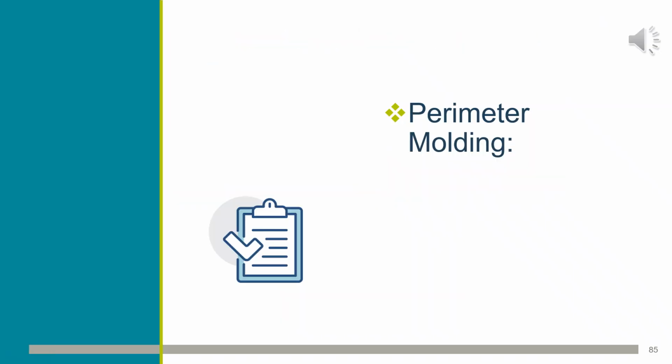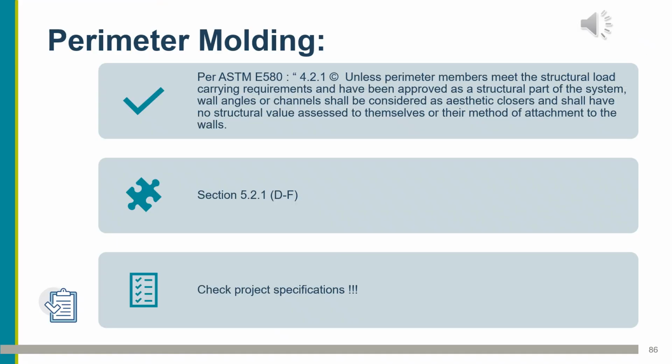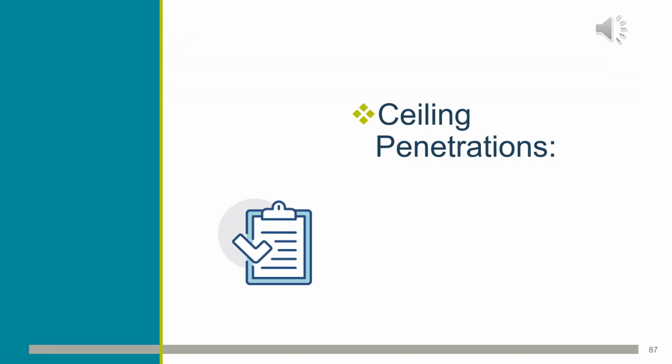So now let's discuss the perimeter molding. Per ASTM E580, unless perimeter members meet the structural load carrying requirements and have been approved as a structural part of the system, wall angles or channels shall be considered as aesthetic closures. In other words, there's no structural value to these, but you've got to check the project specifications on these.